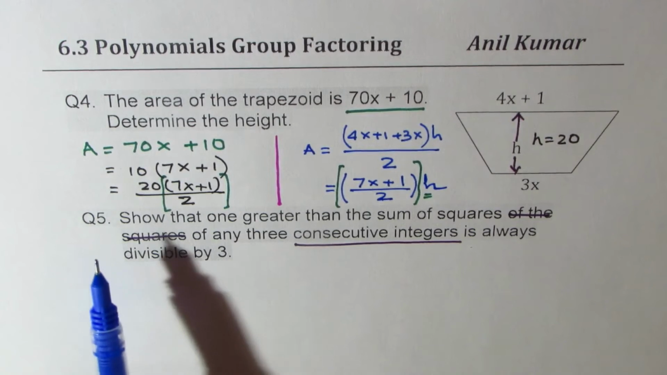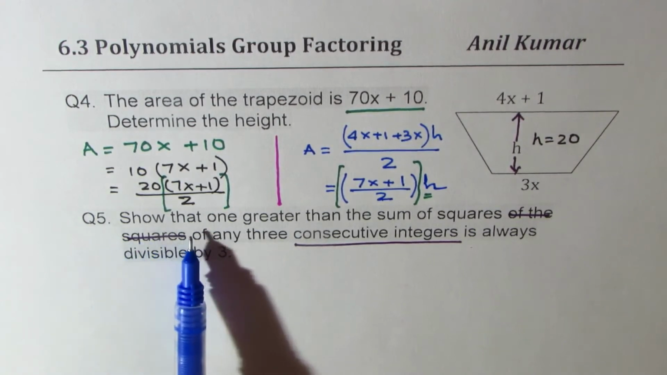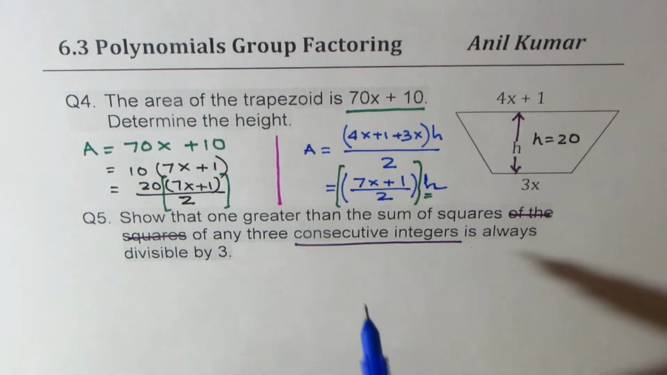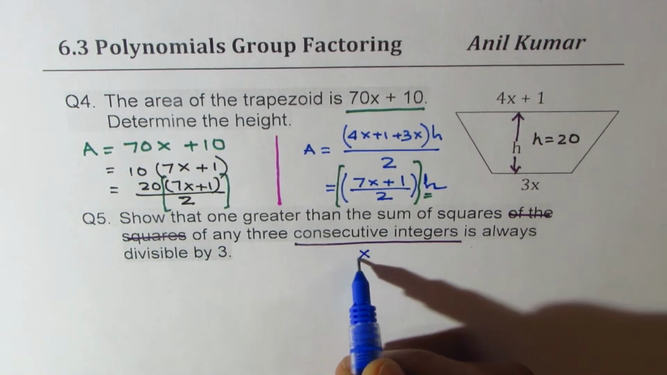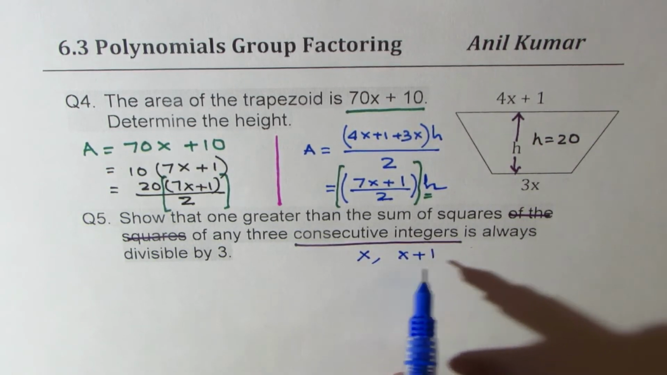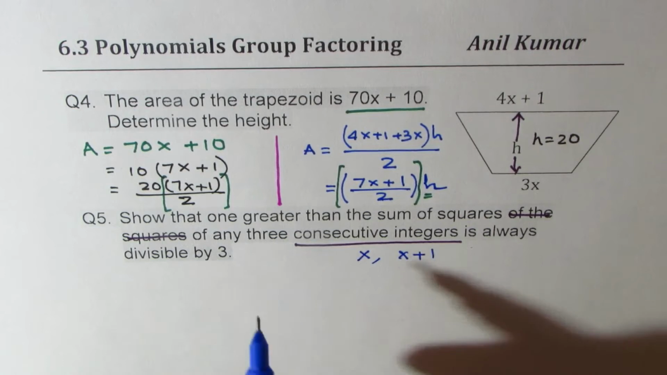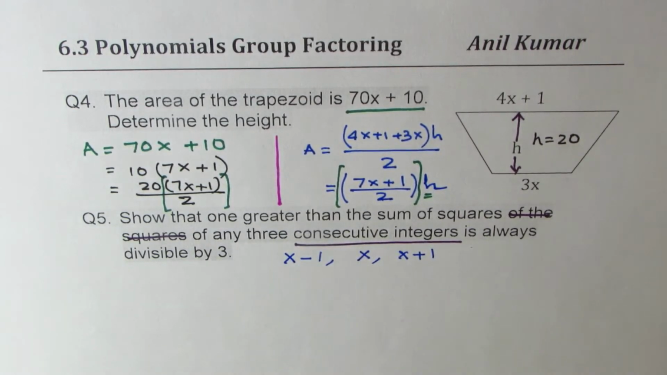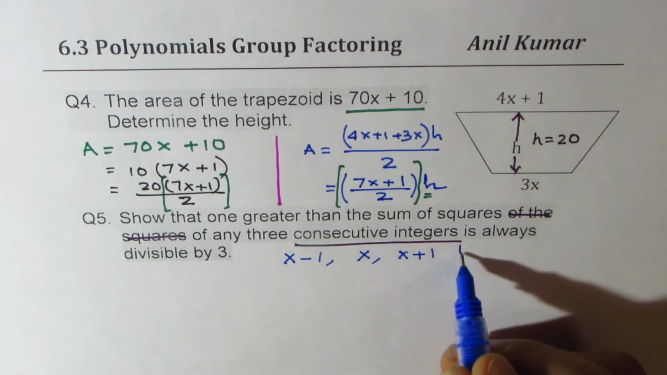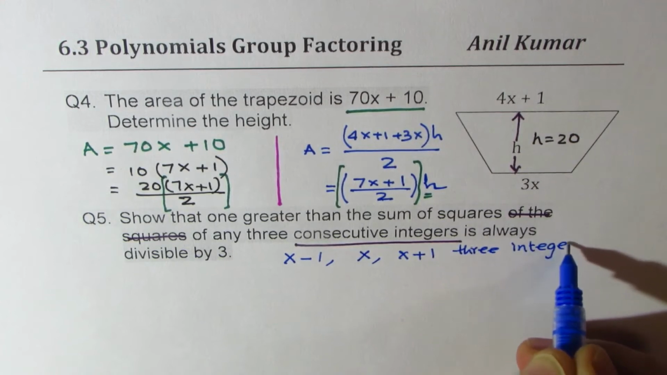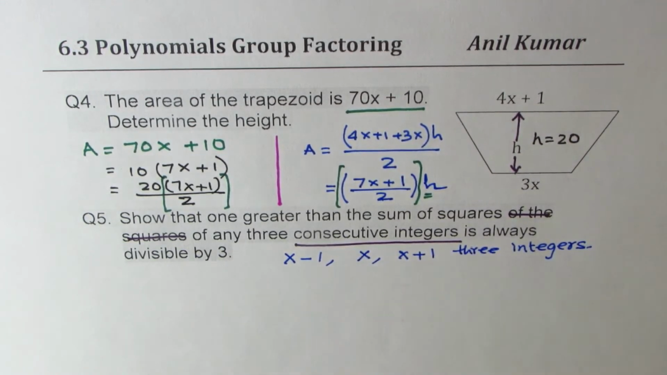Now the second question: show that 1 greater than the sum of squares of any 3 consecutive integers. When taking consecutive integers, we could take x, x plus 1, and the third could be x plus 2. But I could also take x minus 1 as my third integer. So let these be 3 integers which are consecutive, right? Since the difference is 1, they come together.